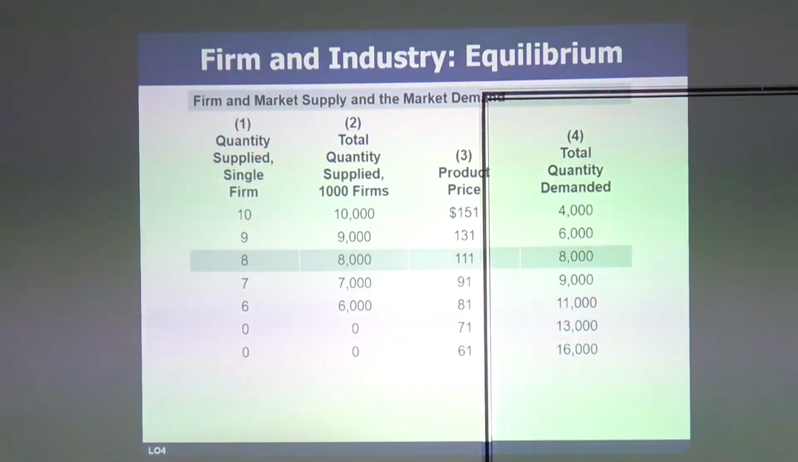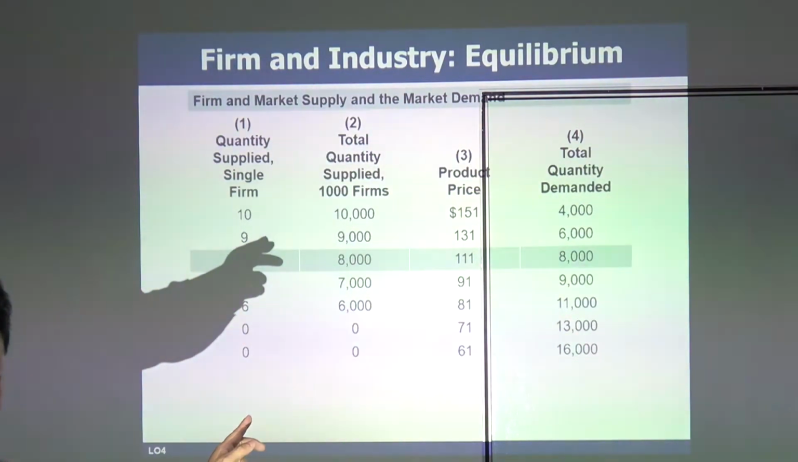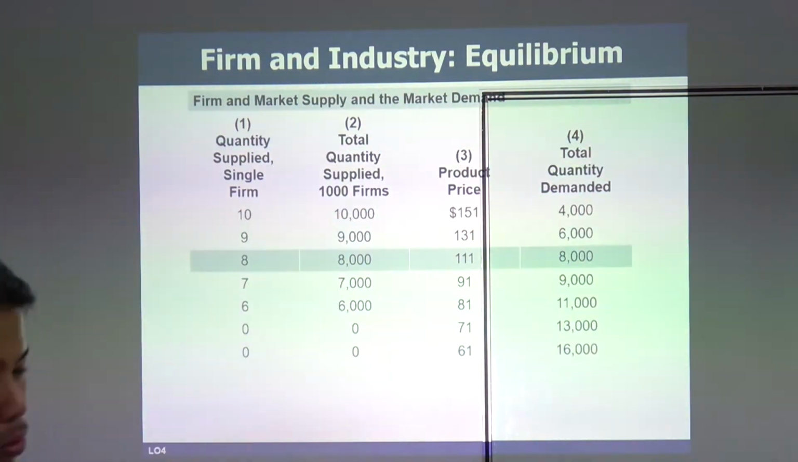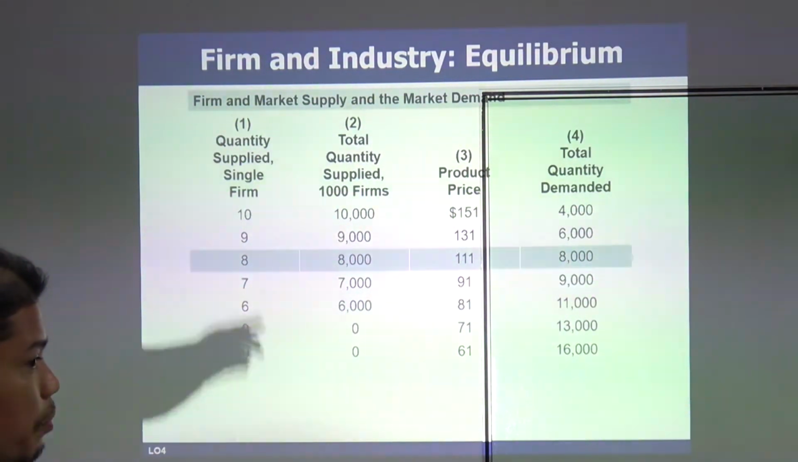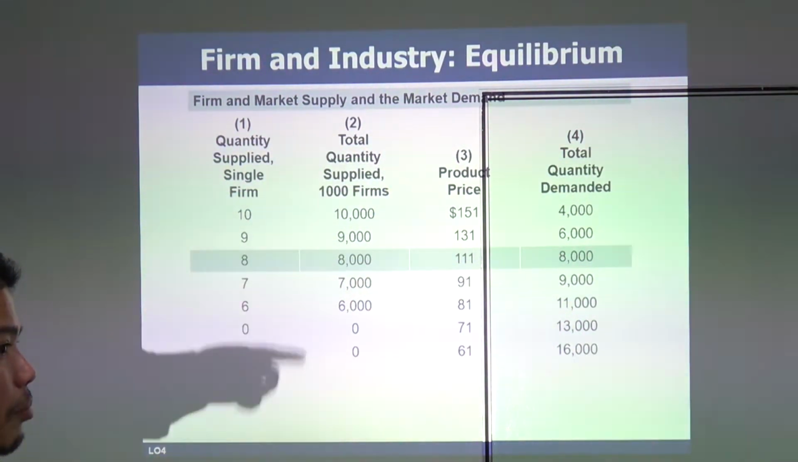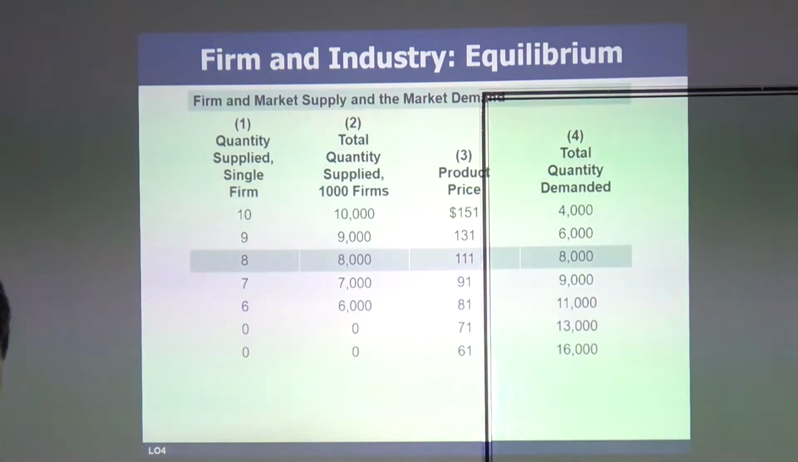So let's say there are 1,000 firms in this industry, in the market. Then at $151, this firm produces 10, and then 1,000 sellers in the market will produce 10,000. So quantity supplied for the whole industry will be 10,000. If the price is $131, this firm will produce 9, right? Since the total number of sellers in the market is 1,000, 9 times 1,000, you have 9,000 units of output produced and sold in the market.